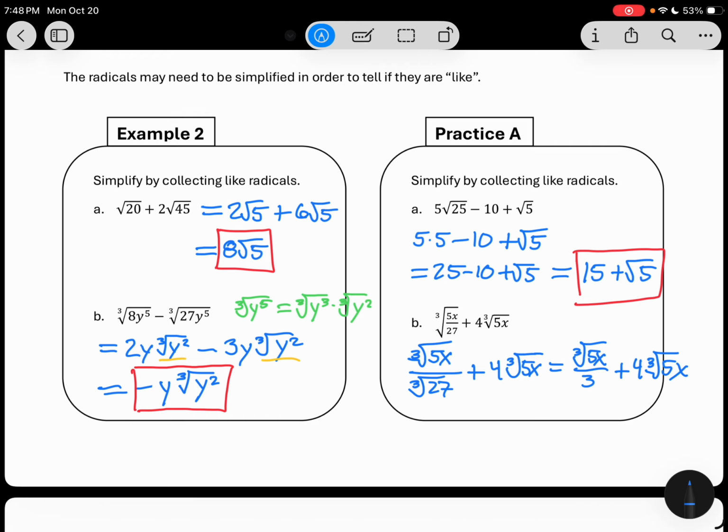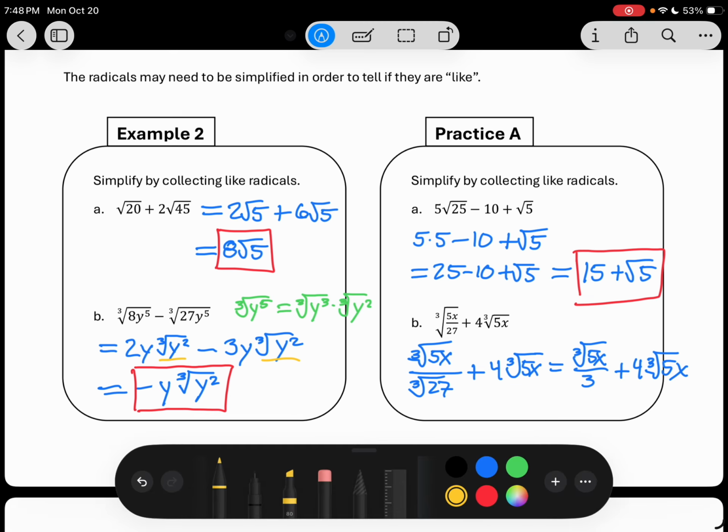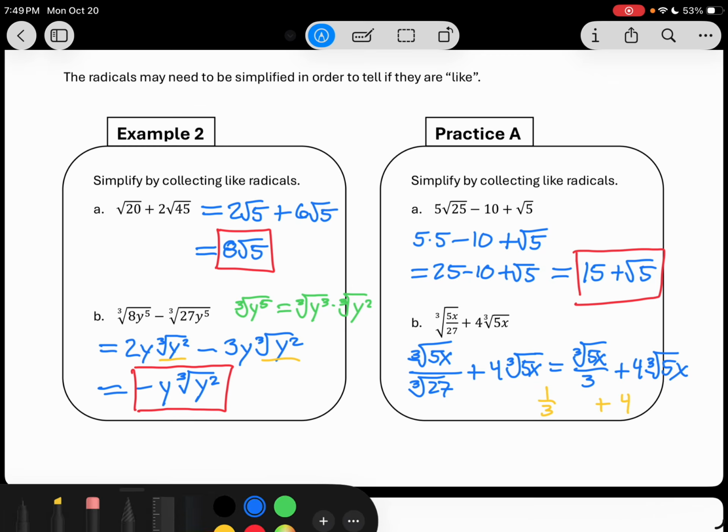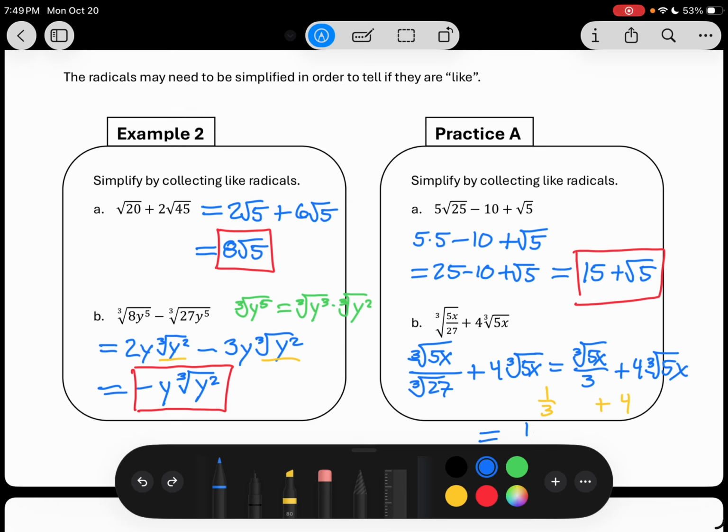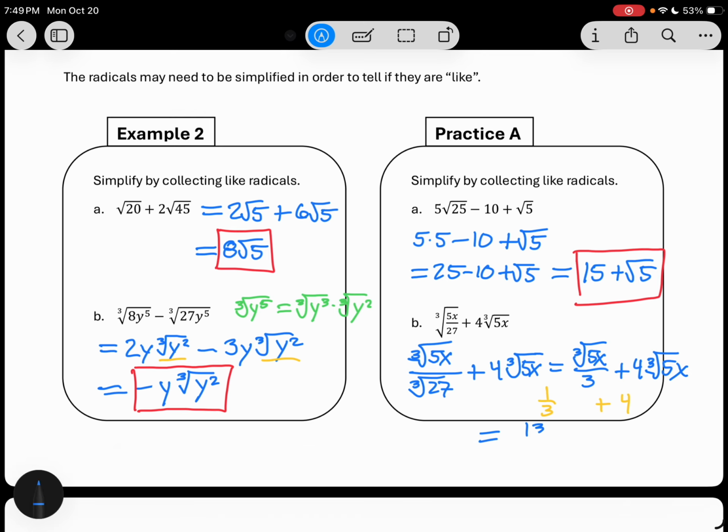We've got 1/3 cube root of 5x. So we've got 1/3 times the cube root of 5x plus 4 times the cube root of 5x. So we can just add the 1/3 and the 4, and we would get 13/3. So then this can be rewritten, for a final result of 13 cube root of 5x, all being divided by 3.